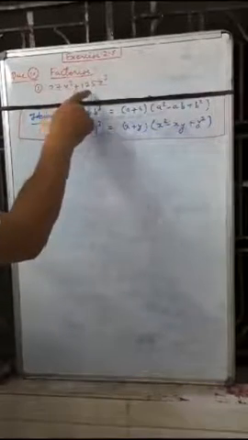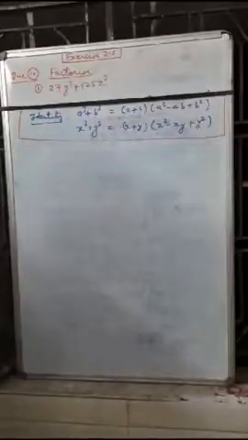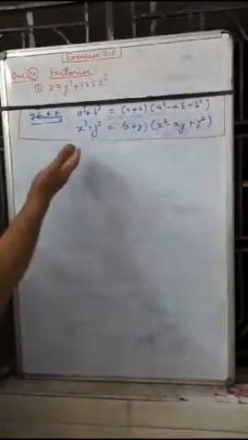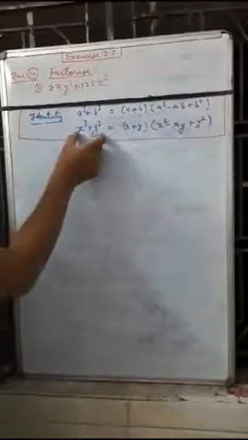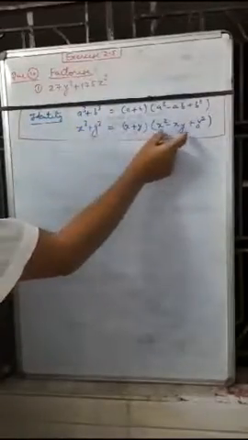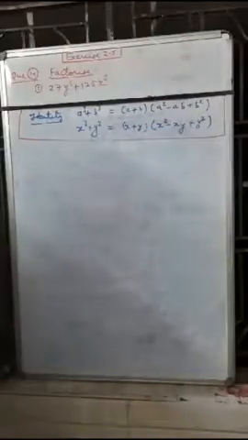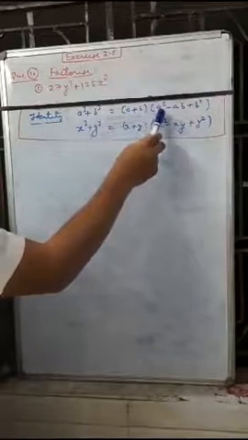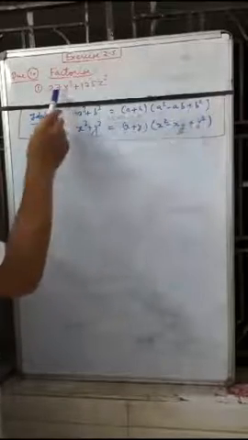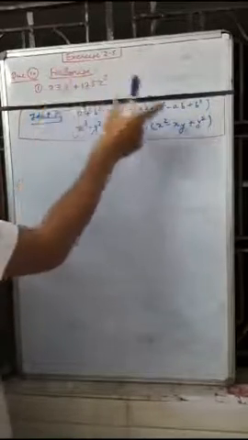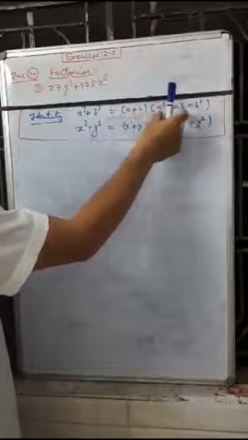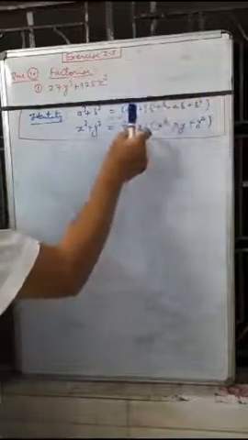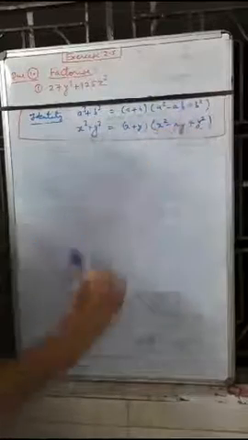Now we have problem question number 10. Factorize 27y cube plus 125z cube. So we know the identity from the previous question. We solved x cube plus y cube is equal to (x plus y)(x square minus xy plus y square). We can write the identity in the form of a and b: a cube plus b cube is equal to (a plus b)(a square minus ab plus b square). So we have to convert this equation into the form of (a plus b)(a square minus ab plus b square).